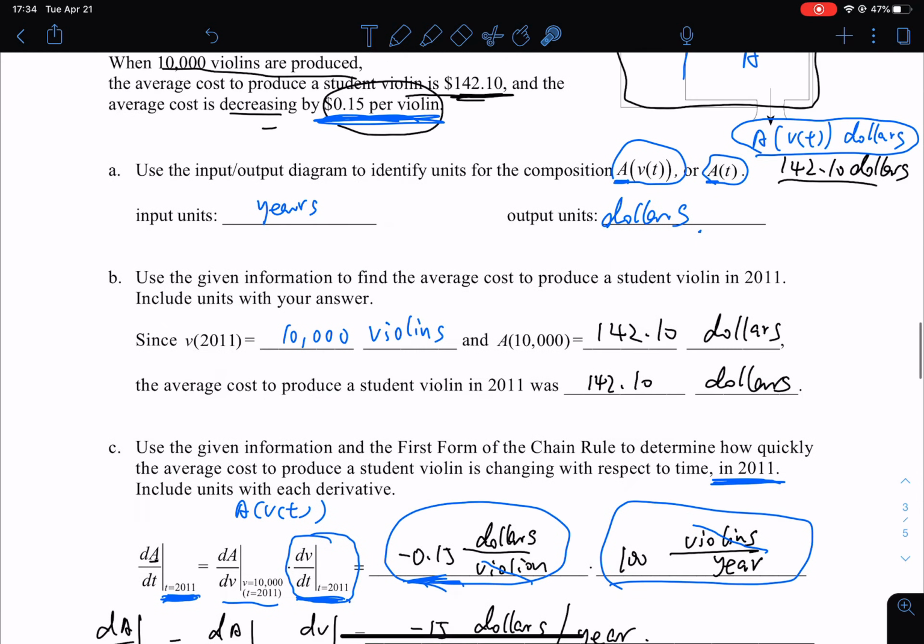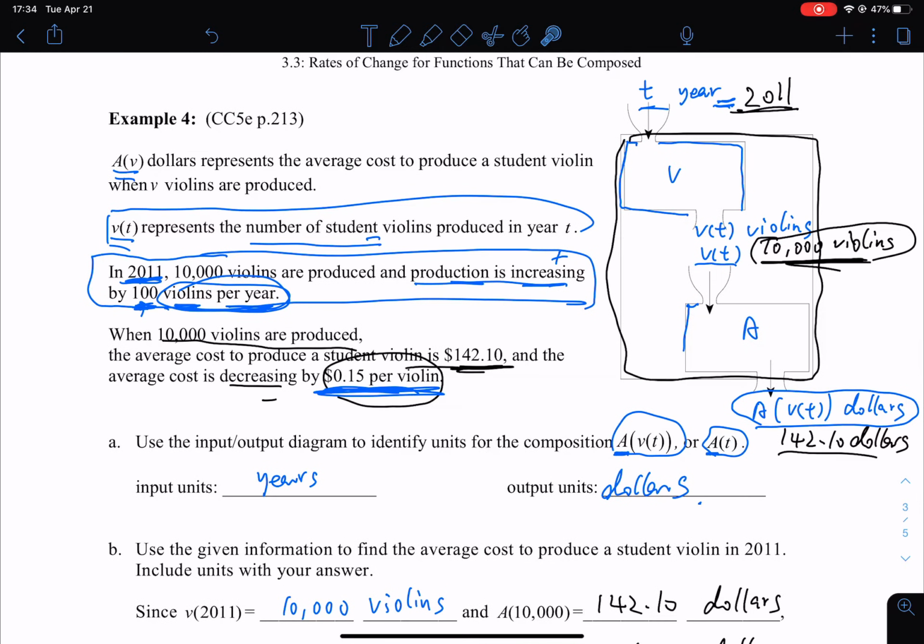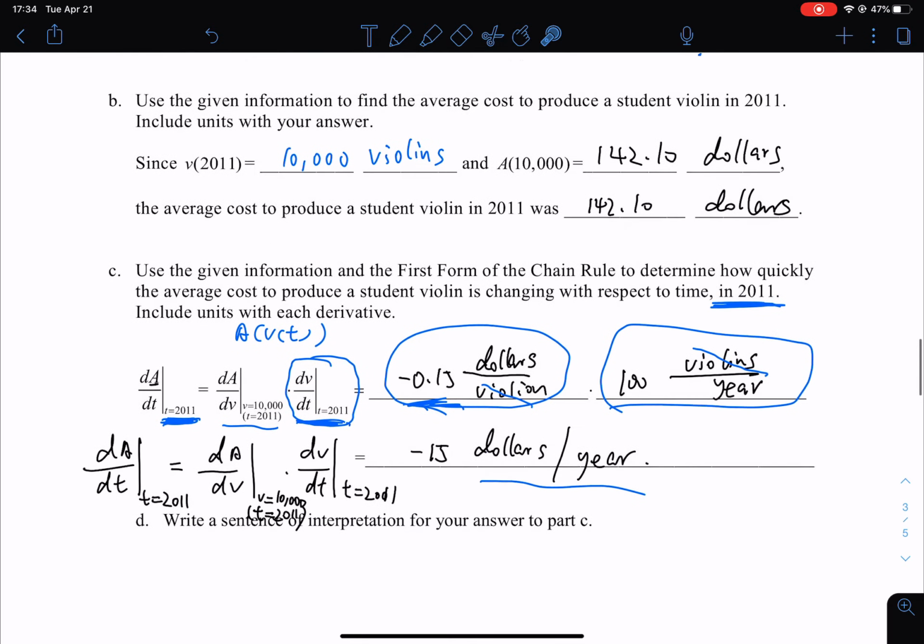Example 4. All right, just read the question. And pause the video, try to do it.